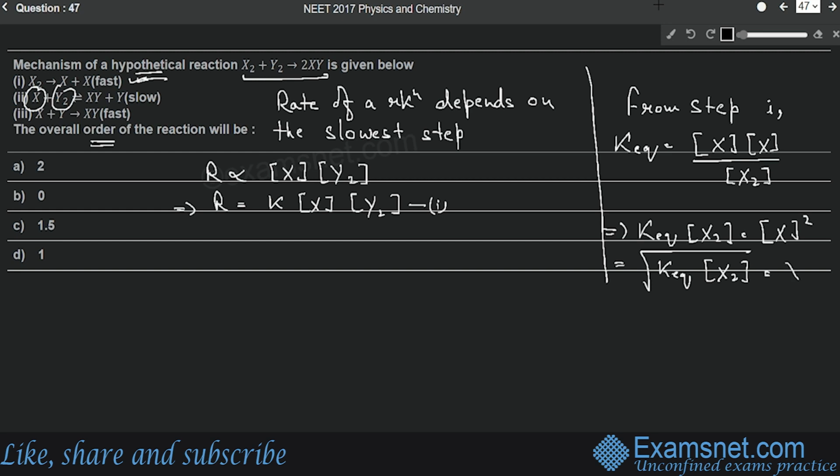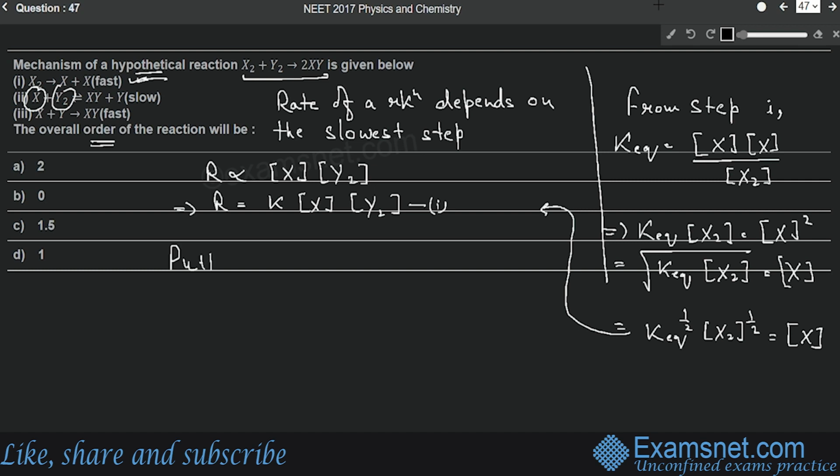So that will be equal to the concentration of X. Now root can be written like this: K equilibrium to the power half into X2 to the power half, right? So this is the value of concentration of X. Now we can put this in this equation, right? We can put this here.